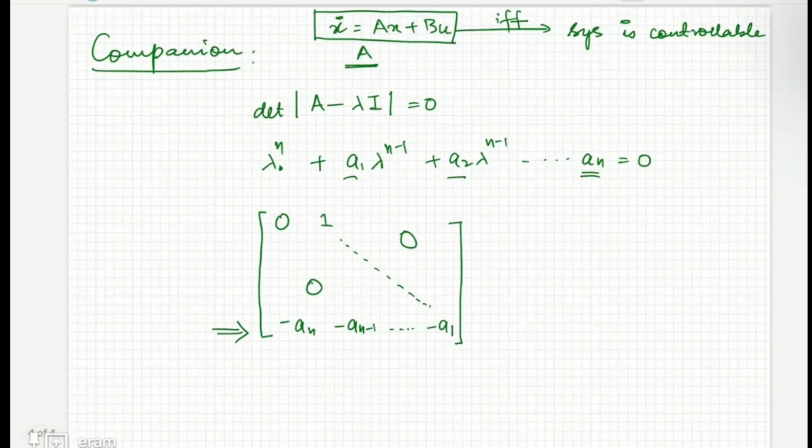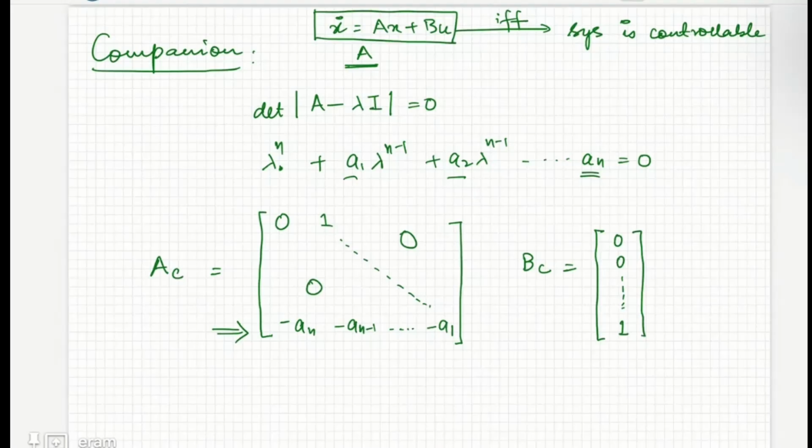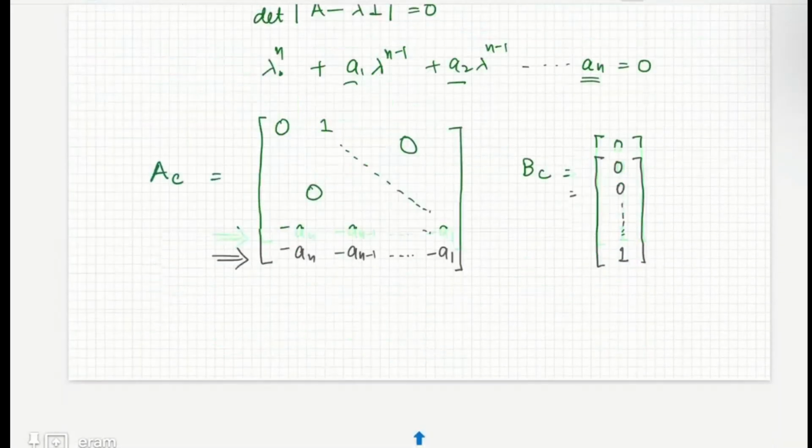And the B matrix, so this is the transformed A_c, and then we have B_c as 0, 0, up to the nth element being 1. So this is the companion form for the system x dot equals Ax plus Bu. All right. So that's it. Now let's begin with solving problems.